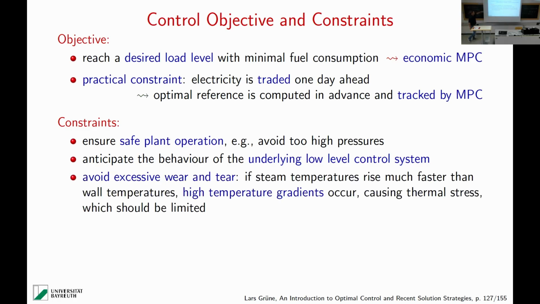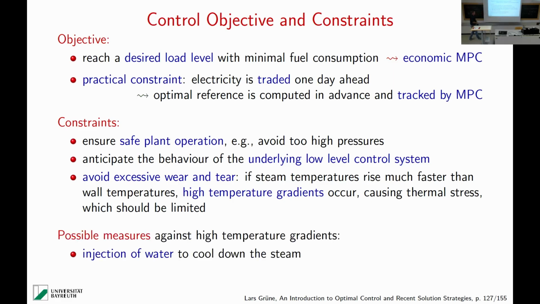The most important constraint in this project is to avoid what is called excessive wear and tear, because if the steam temperatures, when powering up the plant, rise much faster than the wall temperatures of the pipes where the steam goes through, then we get high temperature gradients in the walls of the pipes. And this causes thermal stress, and this is what mostly should be limited here, right? So you should heat up constantly, but not too fast and not with too steep gradients, to minimize this thermal stress.